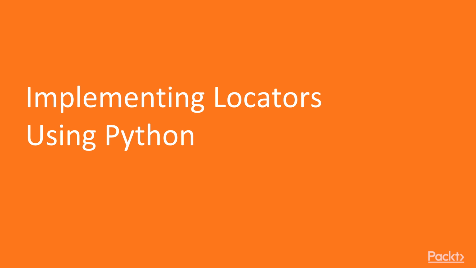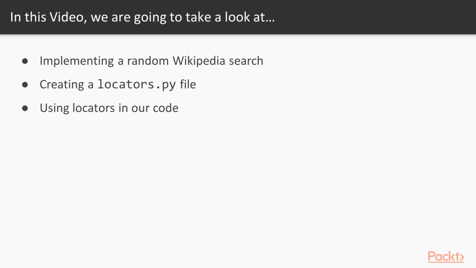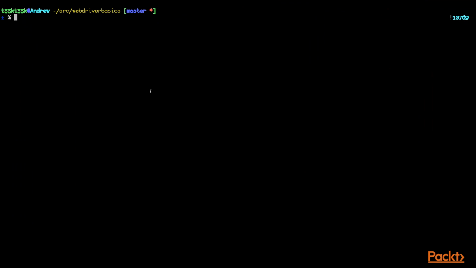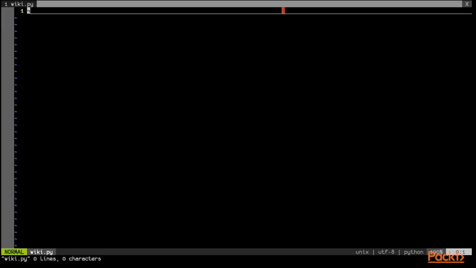Welcome to Implementing Locators using Python. In this video, we're going to take a deep dive into the code and we'll implement a random Wikipedia search. Next, I'll show you how to clean that up using a locators.py file. And then we'll tie everything together by using those locators in our code. So let's get started. The first thing we want to do is create a new file. I'm going to call this wiki.py.